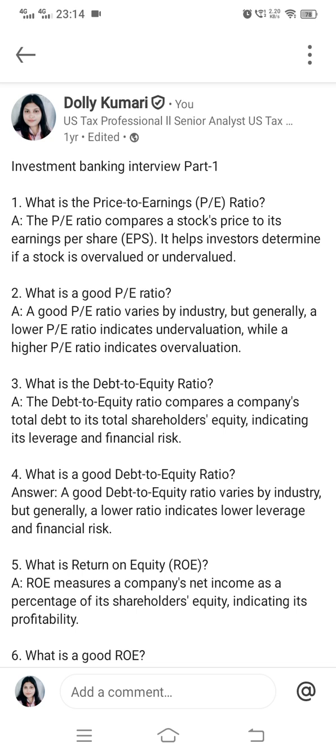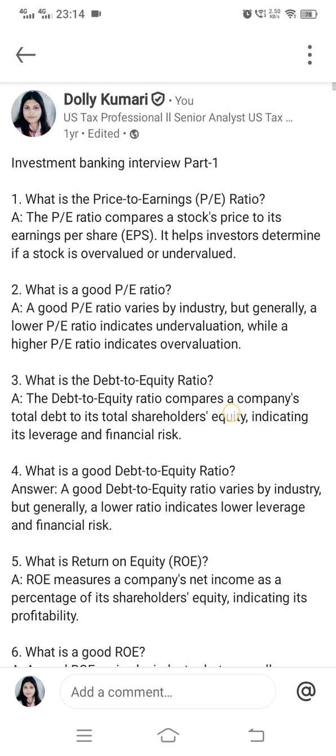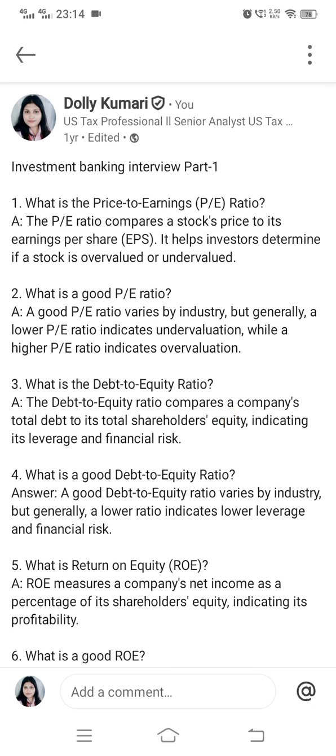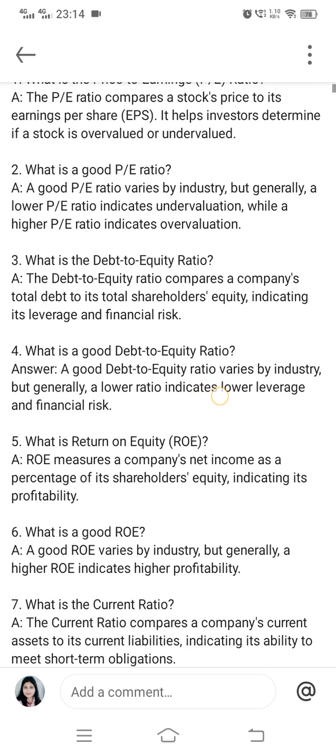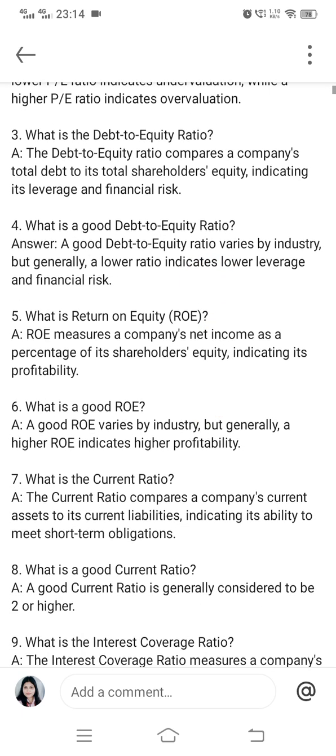Now comes the fifth question: what is return on equity? ROE, also known as return on equity, measures a company's net income as a percentage of its shareholder equity, indicating its profitability. So these are the questions which have come so far.